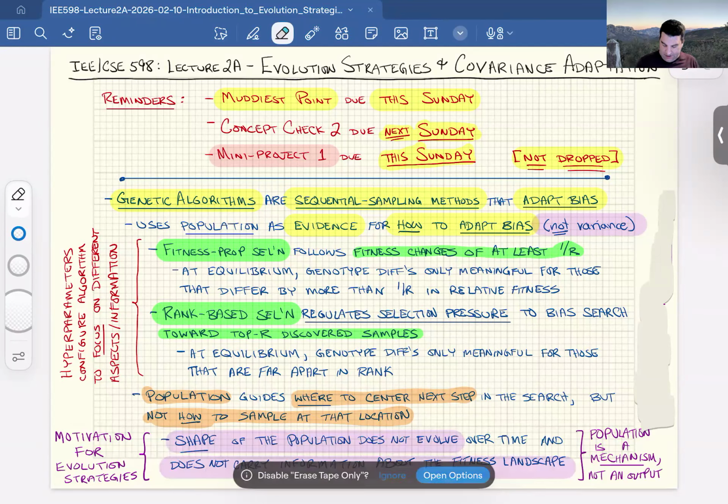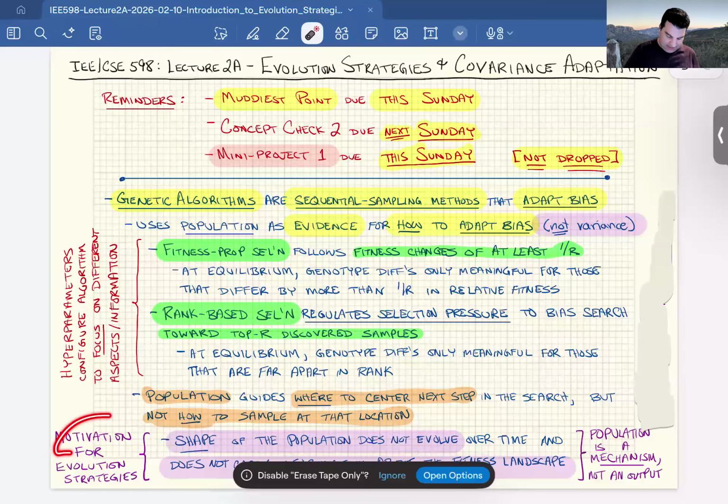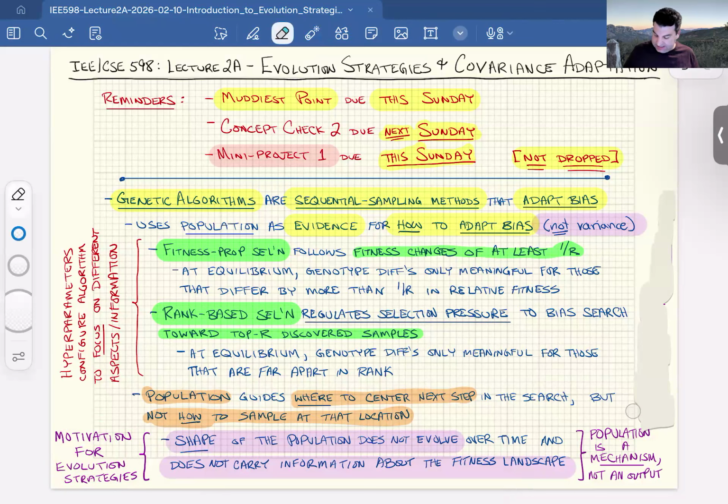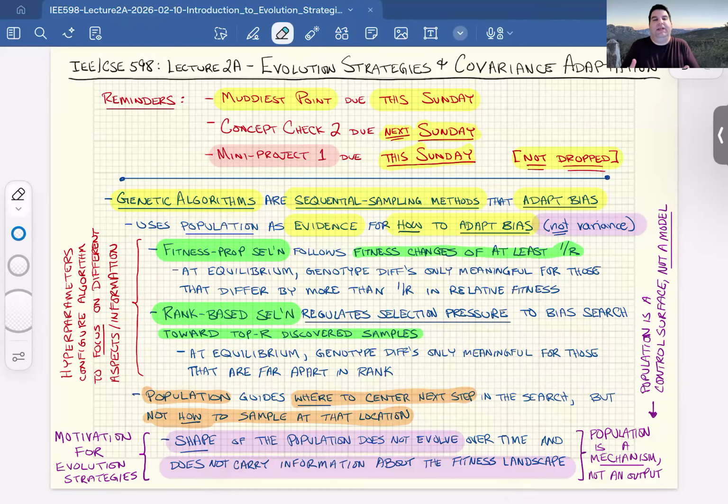And so that opens up a motivation here for, could we adapt the shape of the population so that in certain regions of the space, we're more likely to mutate in some directions and less likely than others? That idea is something that motivates this other strategy that we're going to be talking about today, evolution strategies, or ES. With the GA, the population is a mechanism, not an output. The population is just a control surface. The population is how the samples are driving changes in the bias.